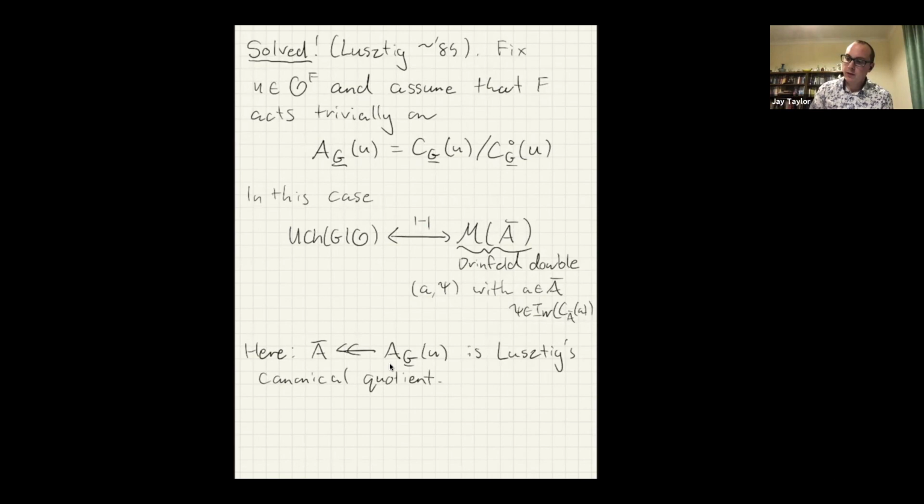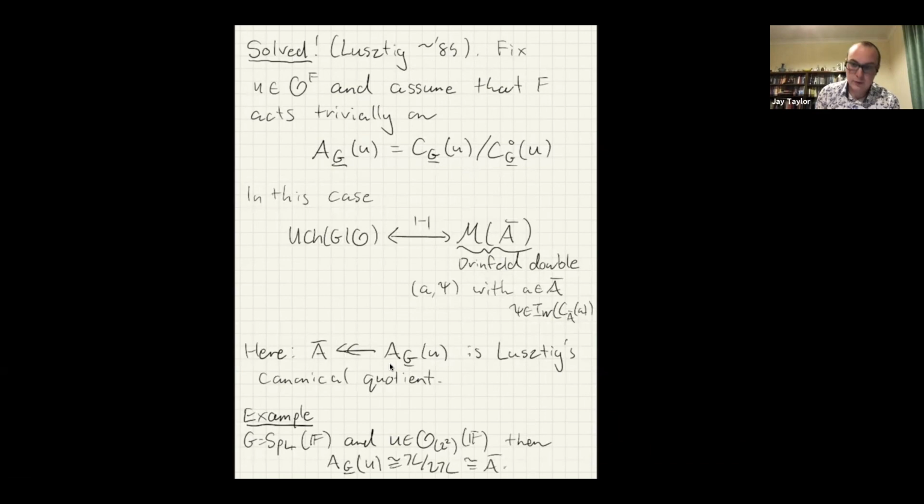Okay, so just an example. In this case where G is Sp4 and u is in this class which contained four unipotent characters, this component group is just a cyclic group of order two, and it is isomorphic to Lusztig's canonical quotient. So because I have an abelian group, the Drinfeld double has order of A bar squared, so four elements, and these correspond to the four characters we saw before.